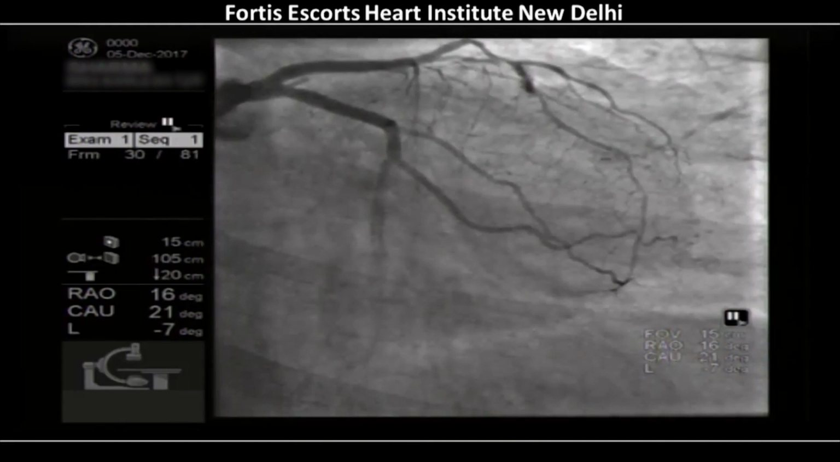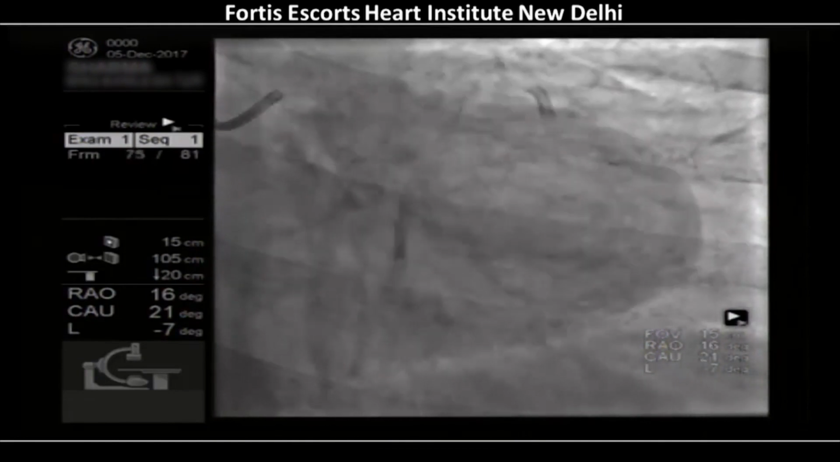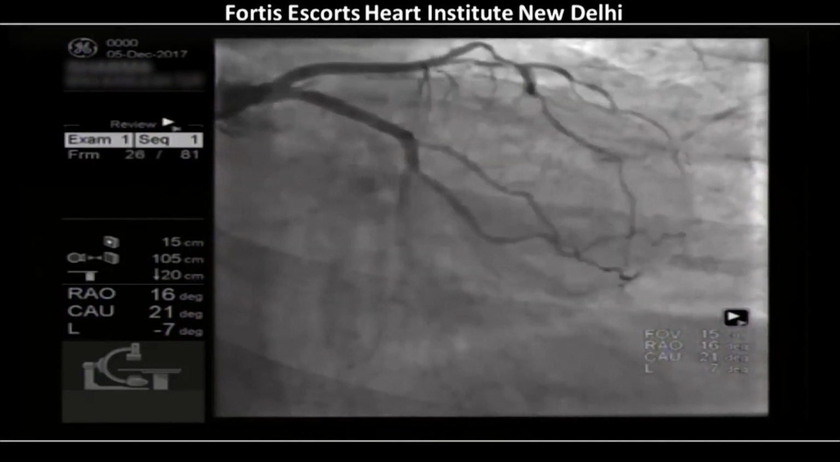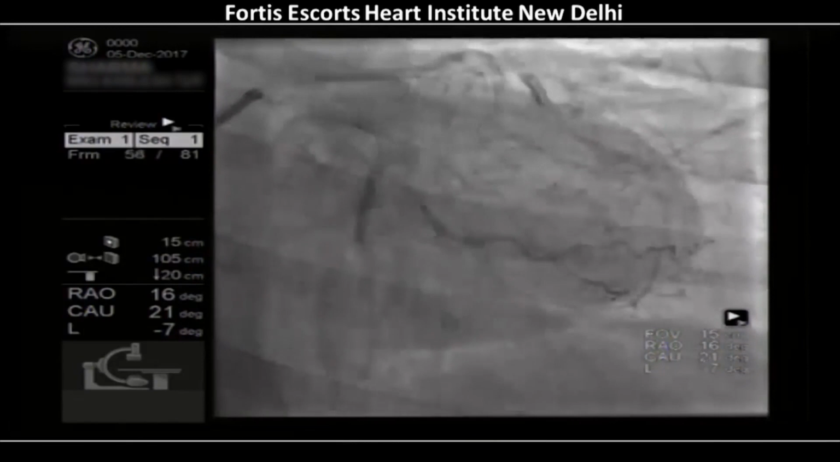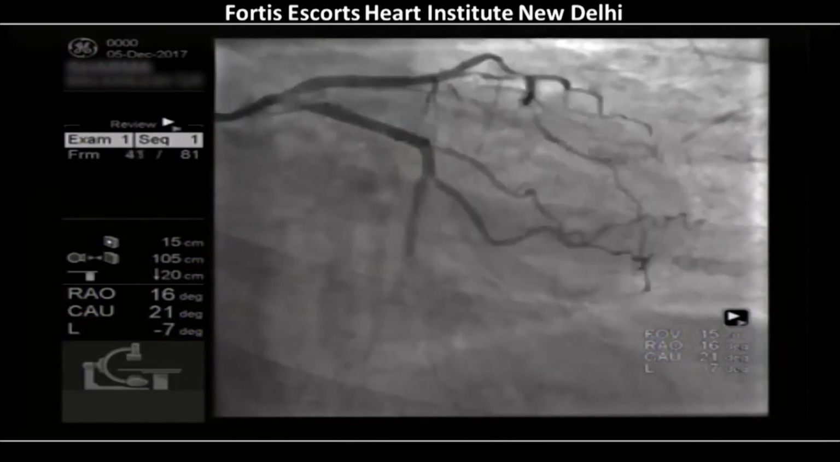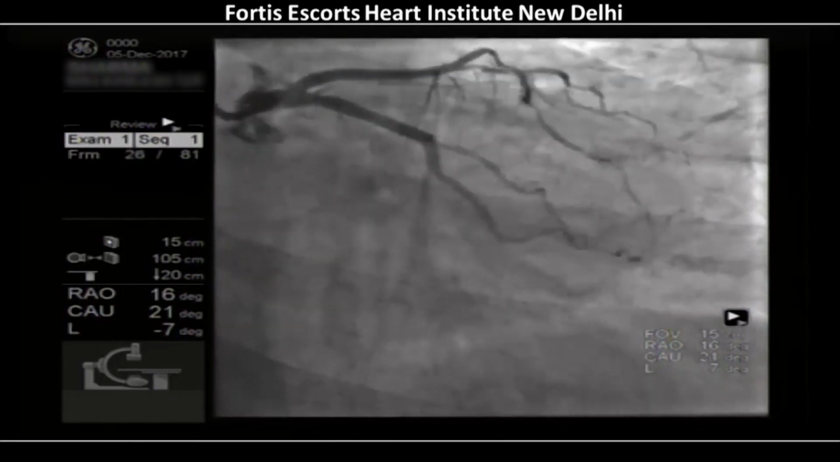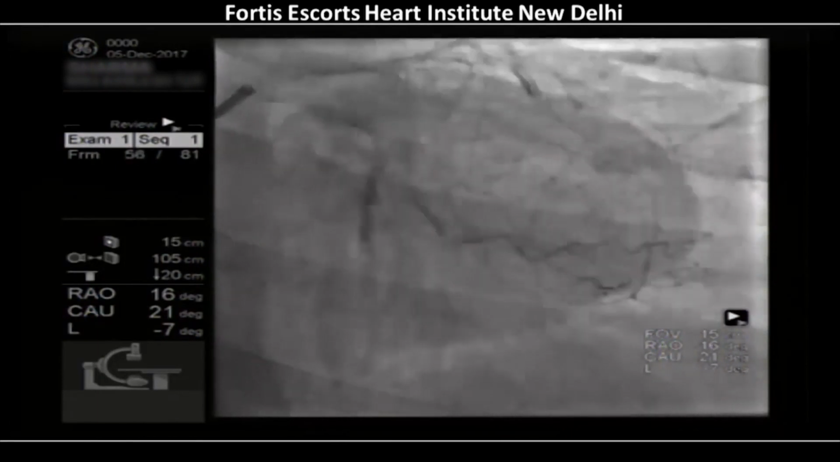Maybe you will be surprised, but I would not have touched this circumflex, or the PDA. As you said, these are small vessels. I always try to think beforehand about what the surgeon will do. As you mentioned, we could have sent this patient for surgery, but he has diffuse disease on the LAD. So I would have fixed the LAD only and left the other two vessels to medical therapy.